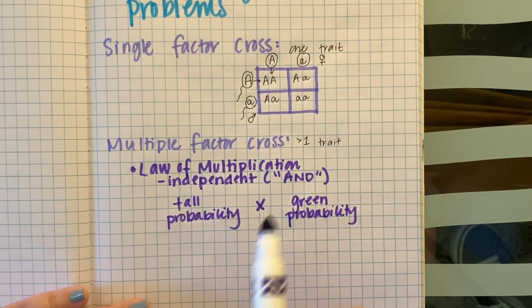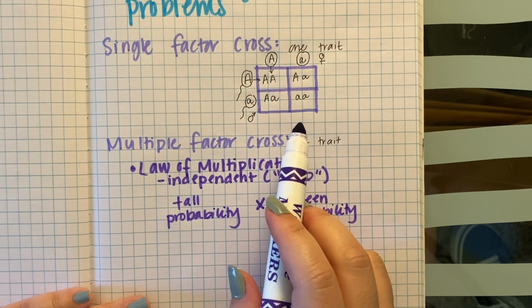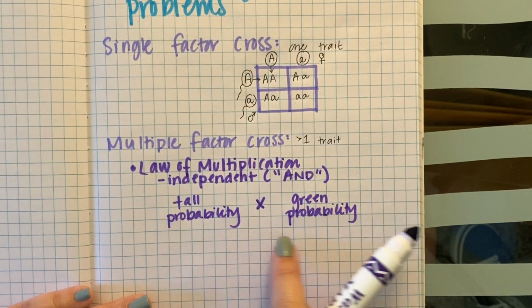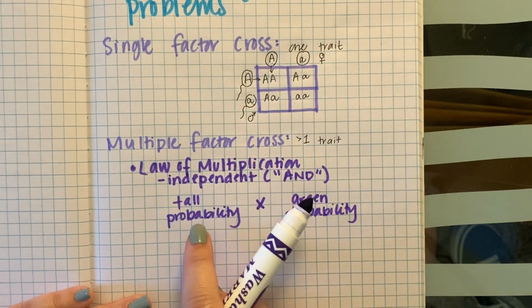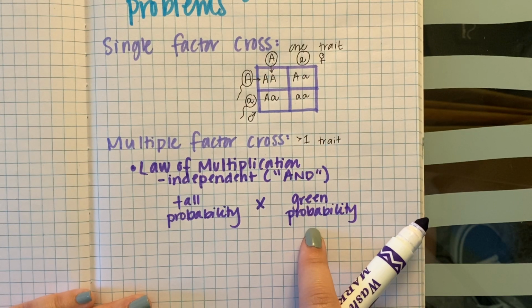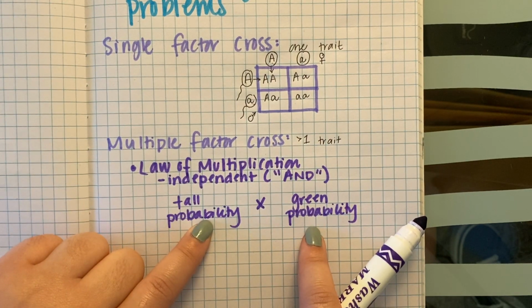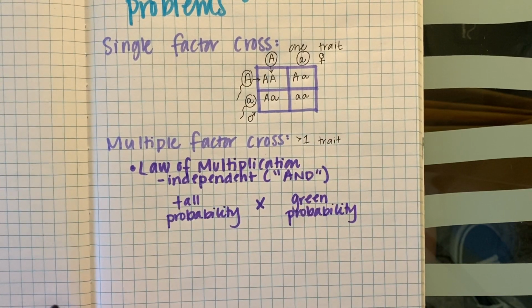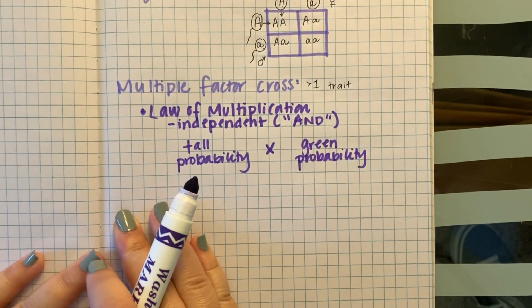Okay, so instead of having to draw a Punnett square with 16 squares to figure that out and counting all the squares, you would just do 2 4-square Punnett squares and figure out what are the chances of being tall, what are the chances of being green? The chances of being both of those things at the same time, you multiply those together, and that would give you your answer. We're going to do a problem with that in a second, so you'll see what I mean.